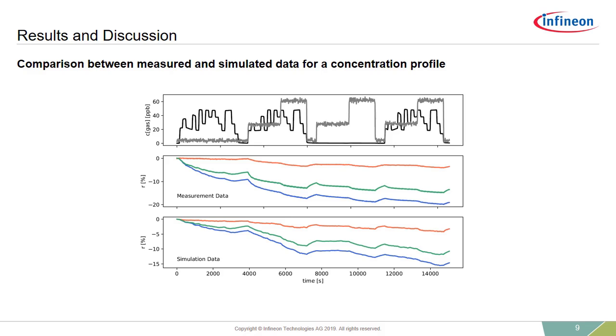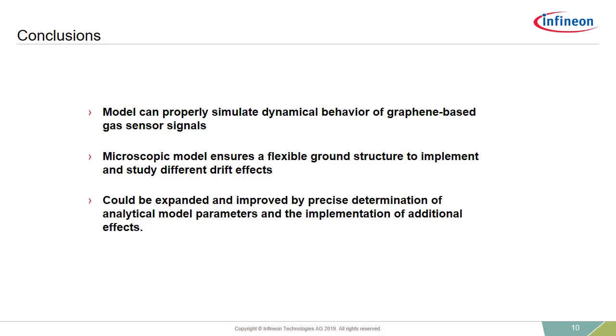So, as a conclusion, it was shown that the model is able to properly simulate the dynamical drift behavior of the graphene-based gas sensor signals, especially in the case of ozone. Moreover, due to its flexibility, the microscopic model can be used to study various different drift effects.